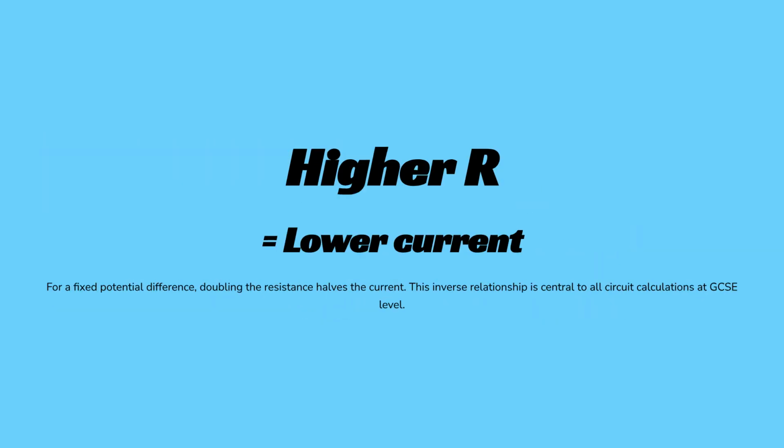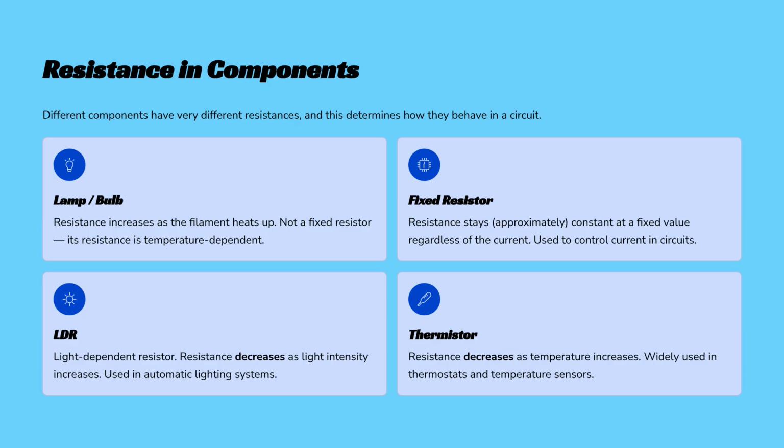Remember this inverse relationship. For a fixed potential difference, higher resistance results in lower current. Specifically, doubling the resistance will halve the current flowing through a component. Different components have unique resistance properties. Lamps change resistance as they heat up, while LDRs and thermistors change their resistance based on light intensity and temperature, respectively. Fixed resistors, however, maintain a relatively constant value.